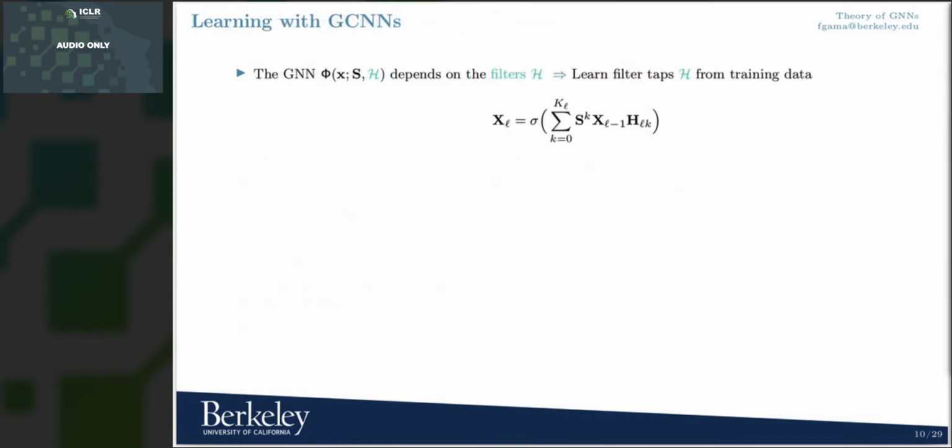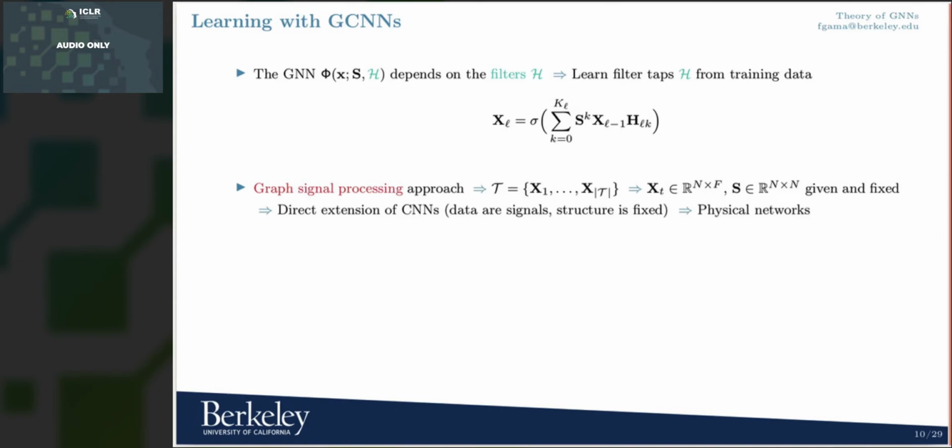So once we have set up our GCNN architecture to process graph structured data, we learn the best filter taps H from data. GCNNs are useful in 3 kinds of problems, which entail 3 different ways to look at data. The graph signal processing approach is the closest one to traditional CNNs, and in fact, GCNNs in this context act as direct extensions of CNNs.